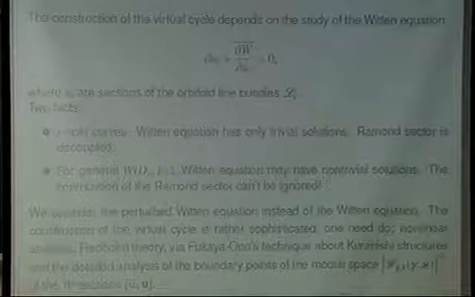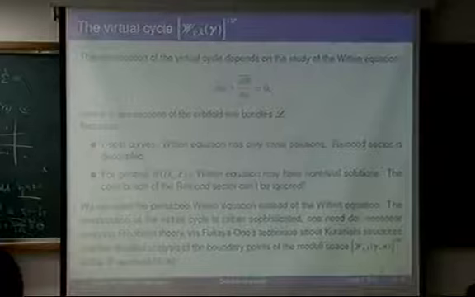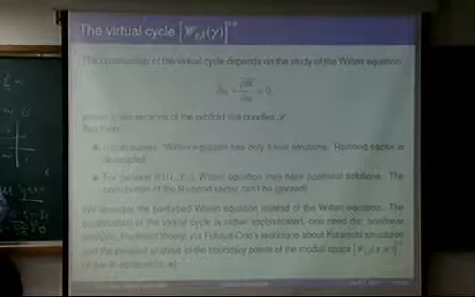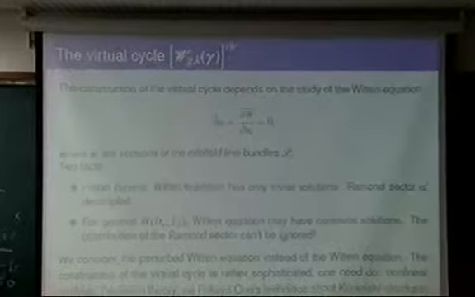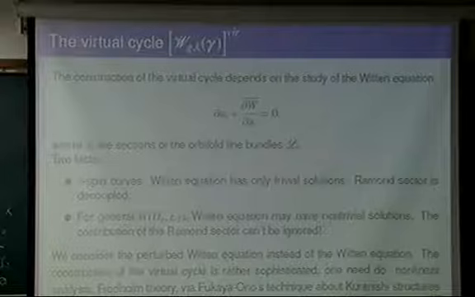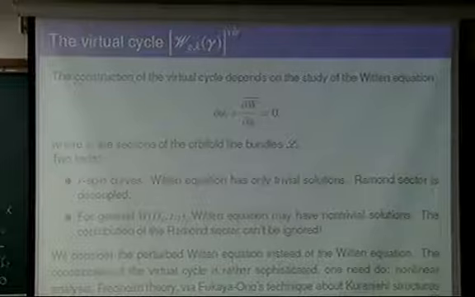The construction of the virtual cycle depends on the study of the Witten equation. So far we have only the analytic way to construct the virtual cycle. Of course, many people want to replace the analytical techniques using some algebraic technique to construct the virtual cycle. I know Professor Li Jun and Wen Chop want to do that, but so far it's not successful, because the equation itself is not a holomorphic equation, so I don't know how they could do that. This is why for a long time they could only treat the R-spin curve case.